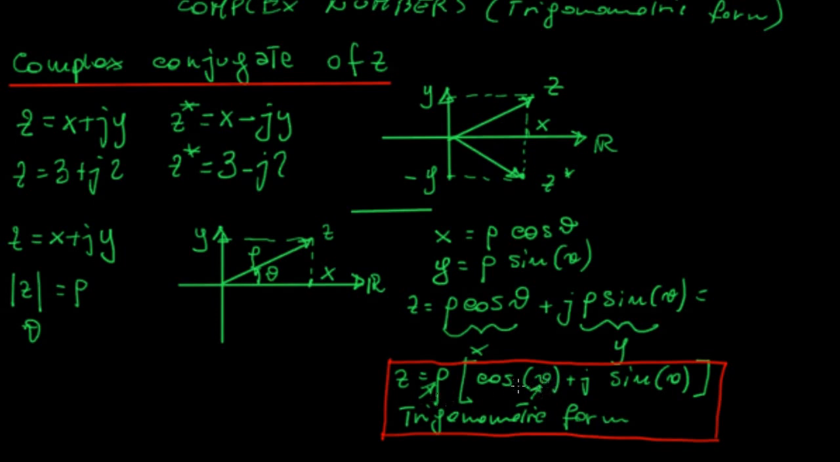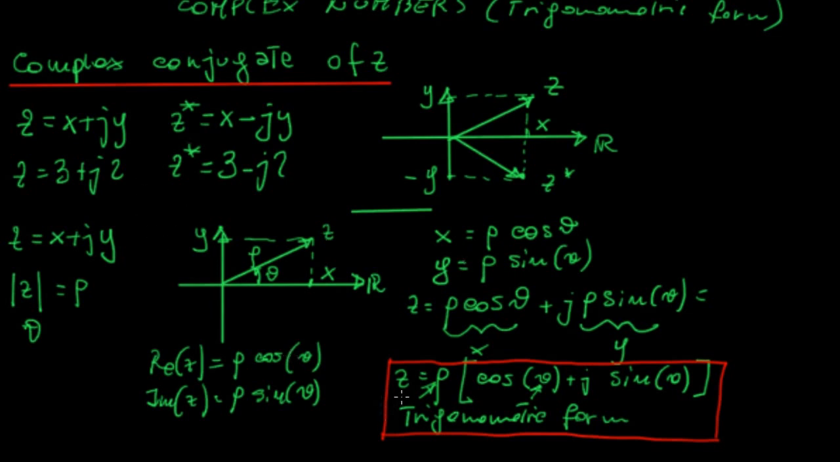While in this case, on the other hand, we must do some calculation to find the real part of z, because the real part of z in this case is given by rho times the cosine of theta, and the imaginary part of z is given by rho times the sine of theta. So every form has its own pros and cons.